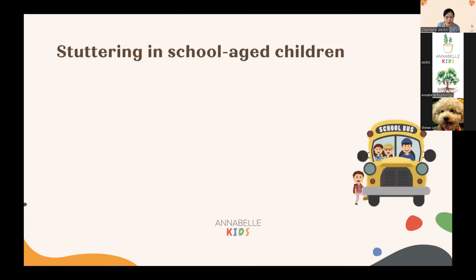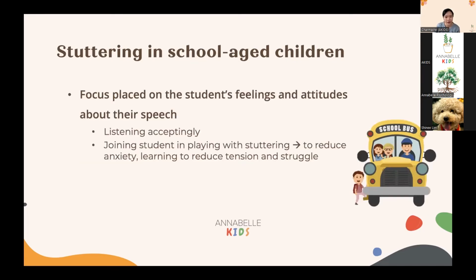Okay. In older children, it is a little bit different, because when children are older at school age, they actually have a lot more awareness, and more emphasis is placed on identifying their own feelings and attitudes towards their own speech, right? So what we can do is we listen acceptingly to what the child says about the speech. So if they're telling you that they've had a bad experience, or they have certain thoughts and feelings about themselves, instead of dismissing their feelings, we want to listen very acceptingly. We want to join the child or student in playing with stuttering. And the function of this is really to reduce the anxiety that they have around their stutter. And by doing so, they are able to reduce the tension and struggle that's involved with trying to get words out with their speech.